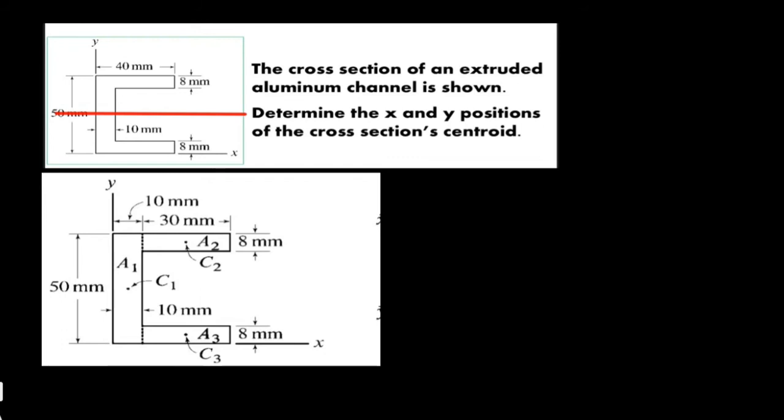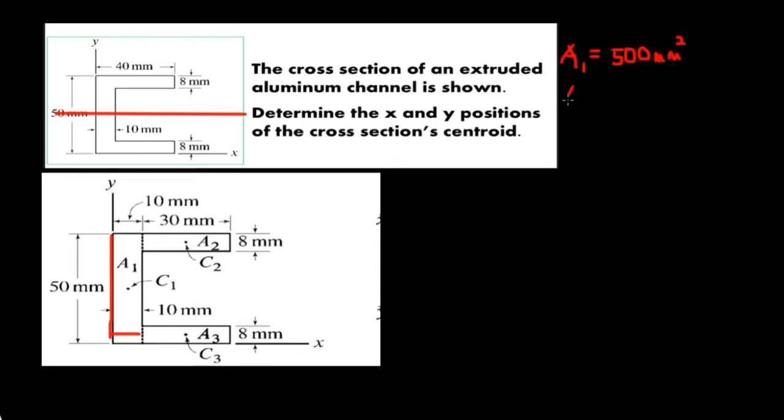So I'll find the area for the first rectangle, which is this area 1 here. So A1 will be equal to this 50 millimeters here, by this small distance, which is 10. So that's 50 times 10, which gives us 500 millimeter squared. That's area 1.